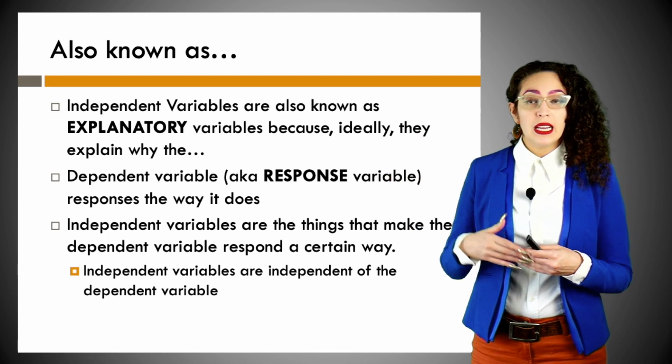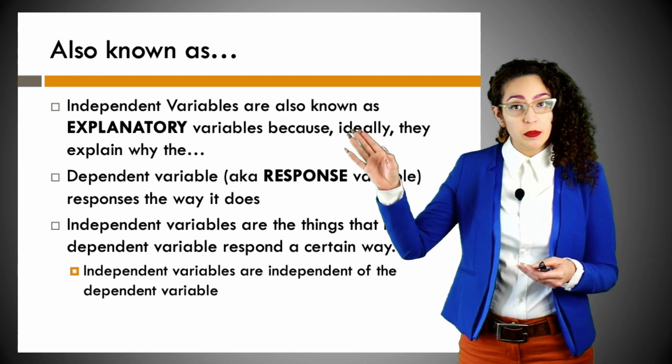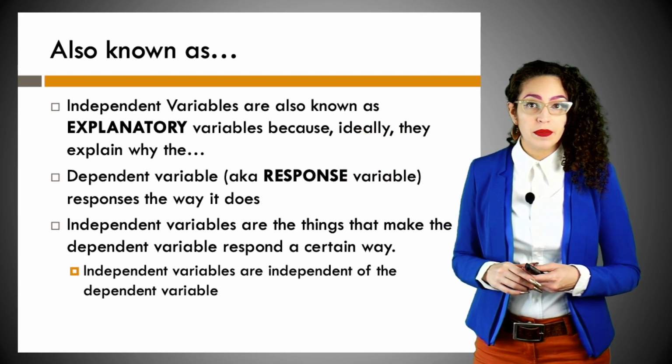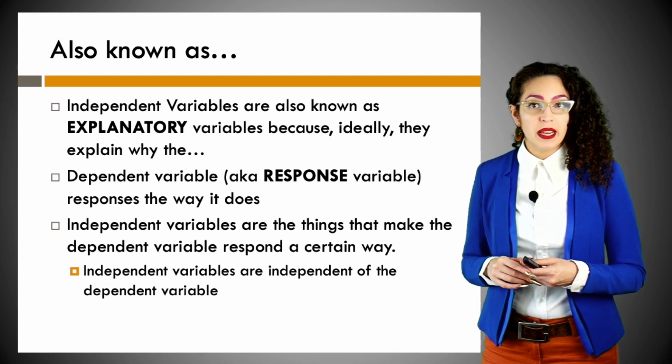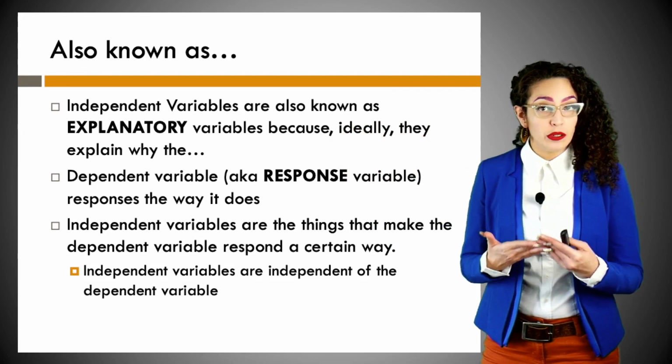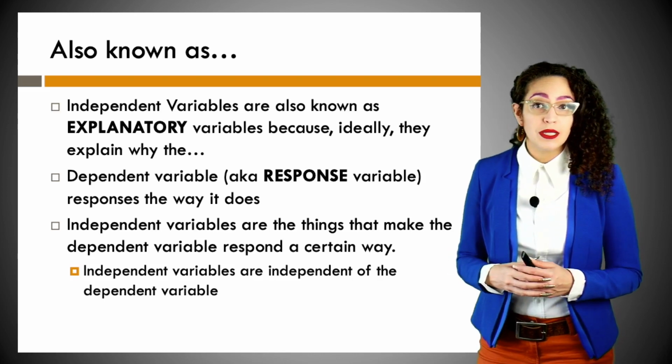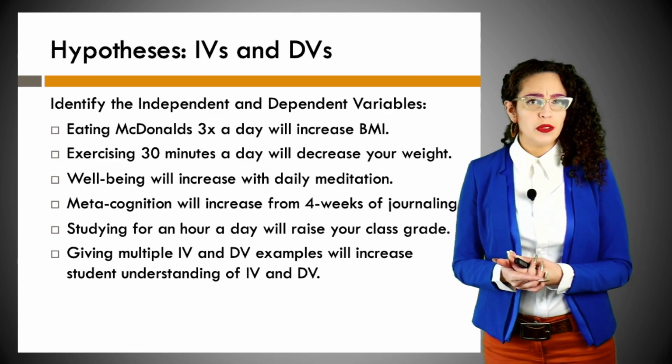This is because ideally the independent variable is going to explain the response of that dependent variable. Independent variables are the things that make the dependent variable respond in a certain way. So independent variables are independent of those dependent variables. Now let's go through a few examples.